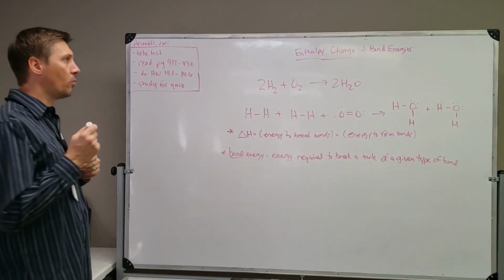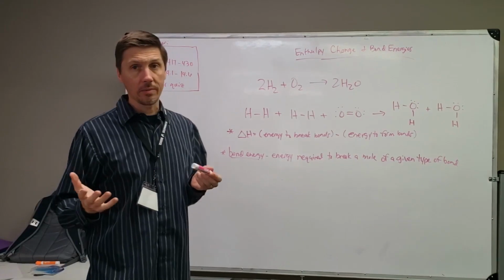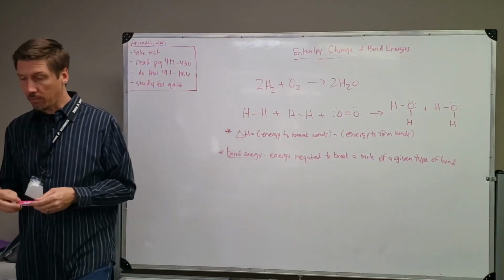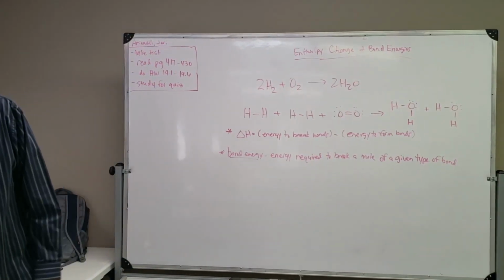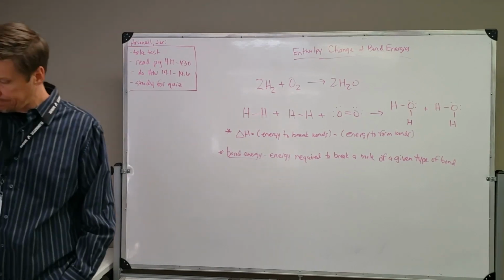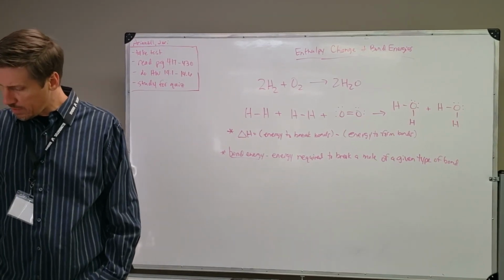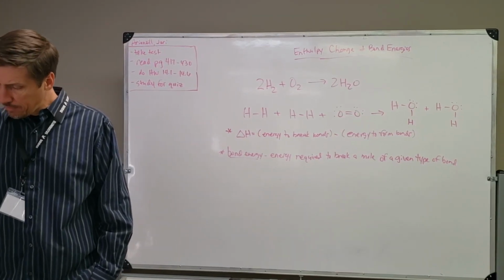And so, like I said, we don't have to calculate these bond energies. They've already been calculated for us. We just have to look up the table, right? So we've got a small subset of various bonds listed for us, bond energies listed for us on page 420.